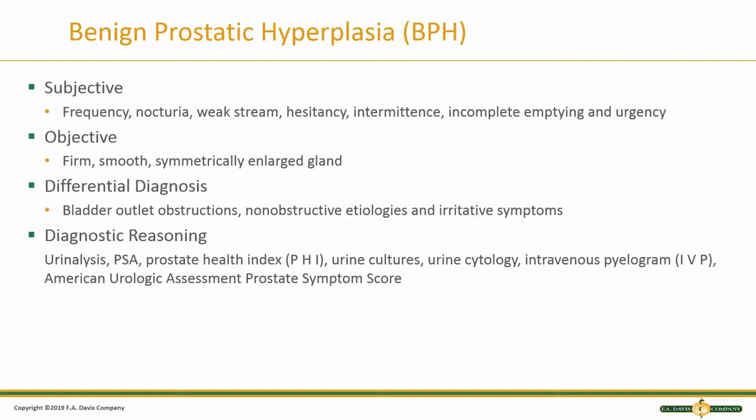So to work this up, first perform a UA to look for an infection, hematuria, or elevated urine pH. A urine culture may be positive for bacteria. If life expectancy is greater than 10 years, you will also want to do a PSA. A normal value in BPH should be less than 10. Urine cytology is done to rule out cancer, especially when there is hematuria. Intravenous pyelogram can also show an enlarged prostate. Any subsequent diagnostics can be done by urology.